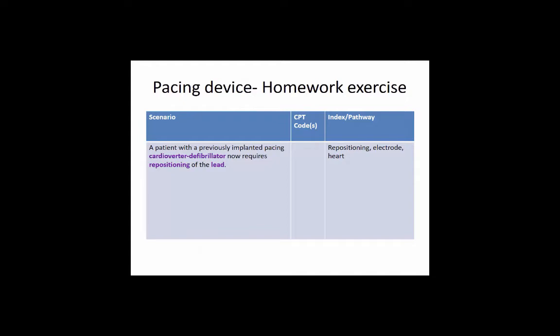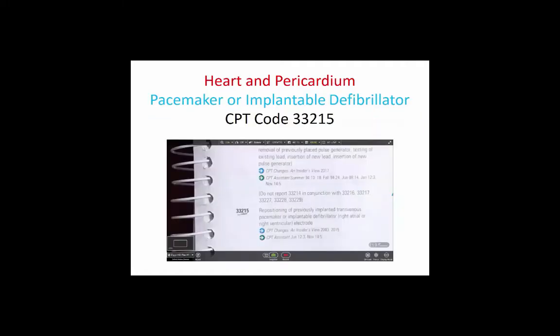Okay, here's another pacing device exercise. This one is in your homework for the cardiovascular system. A patient with a previously implanted pacing cardioverter defibrillator now requires repositioning of the lead. And there's our answer. Repositioning is the main term we look for in the index. We are repositioning the electrode or the lead. And here is the code. It stands alone, 33215, so I have a little underline. Repositioning of previously implanted transvenous pacemaker or implantable defibrillator, right atrial or right ventricular electrode.